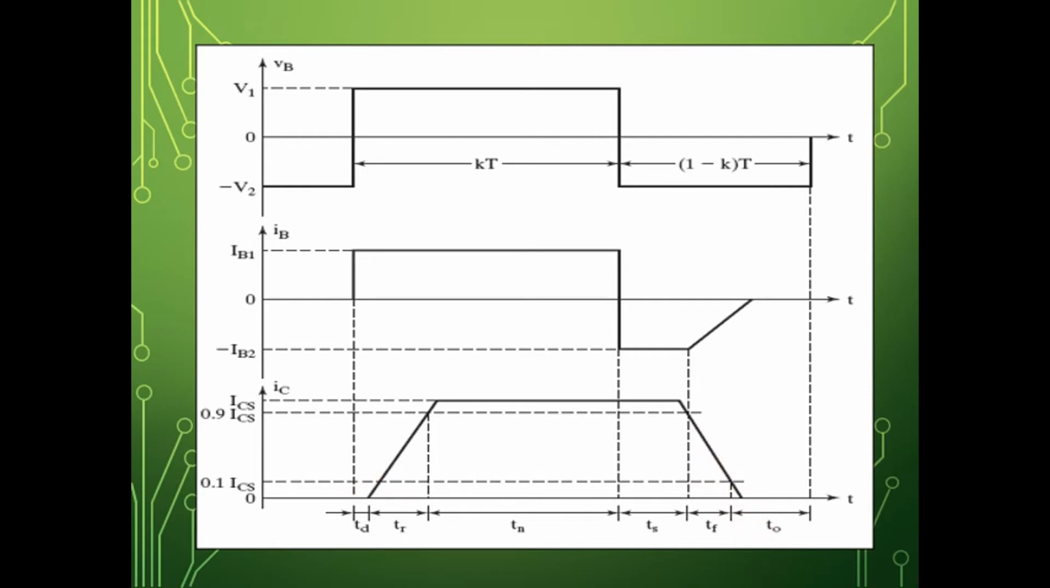Once the excess charge gets removed, the base current turns to 0 and the collector current also becomes 0. So the total on time of the device is TD plus TR, which is the on time. This is the conduction time, and TS plus TF, storage time plus fall time, is nothing but the off time of the device, and this T0 is the circuit turn off time. So practically you will always have a delay in the increase in the collector current as well as the decrease in the collector current. This is about the switching characteristics of BJT.